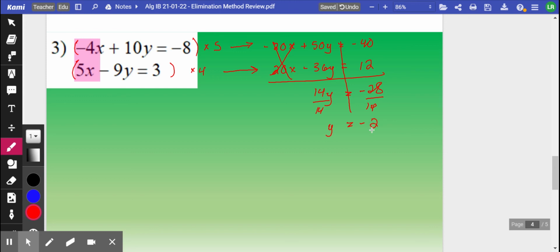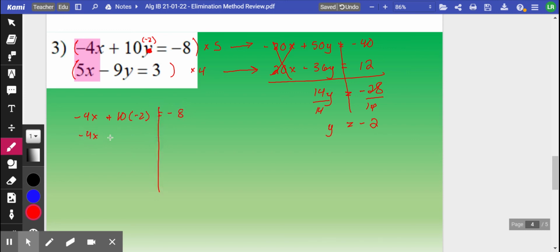Well, I have to plug this back in because I have to get the x. And again, let's just go ahead and use this top equation. But I need to put this negative 2. I think I said that incorrectly. That is a y. So I have to make sure that I put it in for the y. Okay. So my negative 2 is going right there. So I have negative 4x plus 10 times negative 2 equals negative 8. Just got to make sure I solve this.